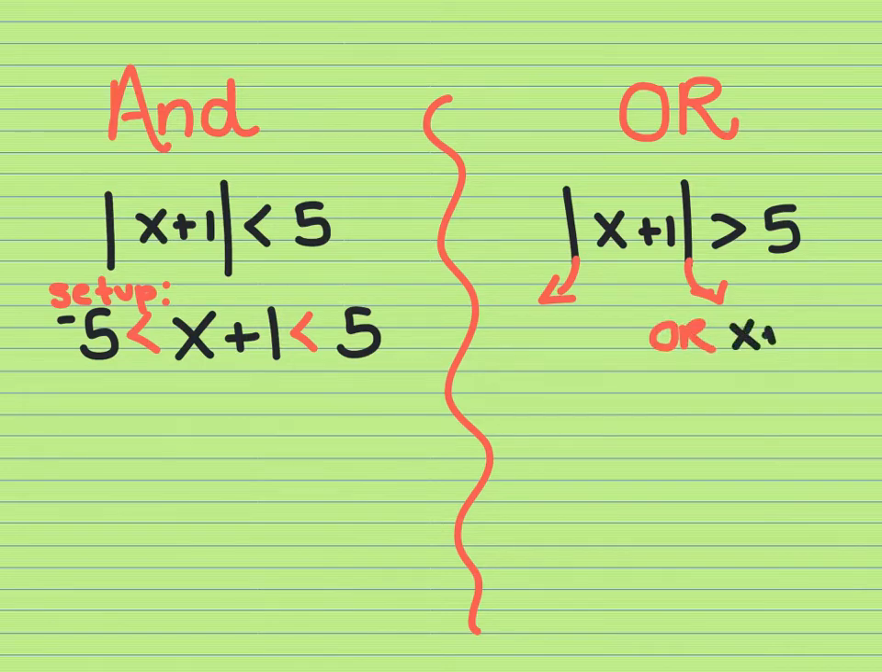The x plus 1 part never changes, and I'll keep one of them exactly the same without the absolute value signs. The one on the left is x plus 1, and two things happen. Your sign flips, and it switches to negative 5.